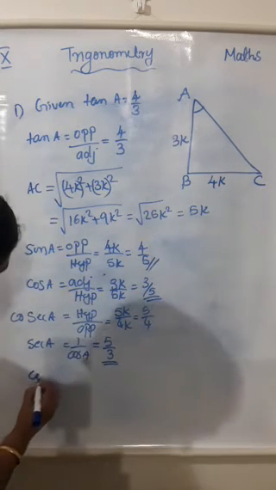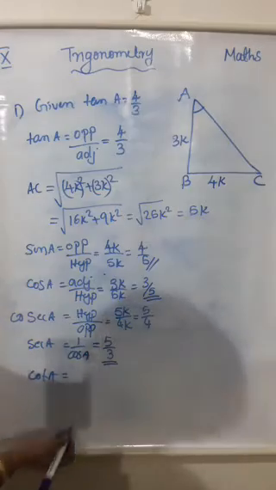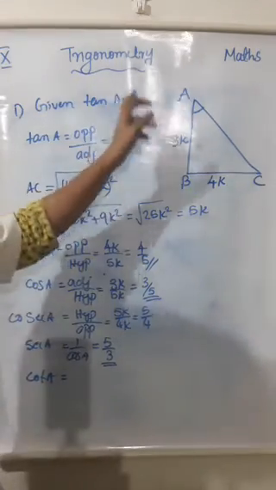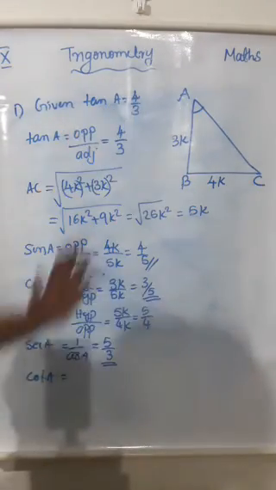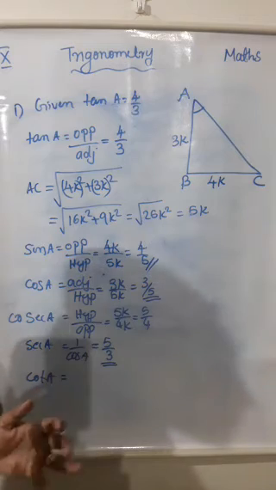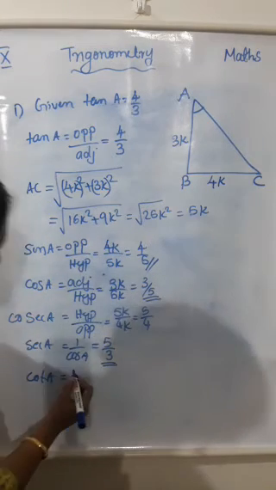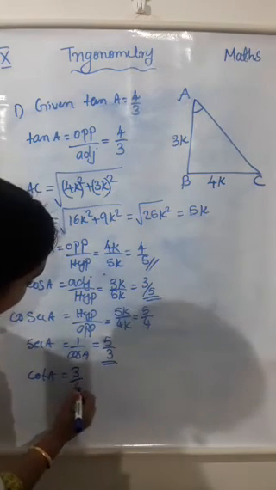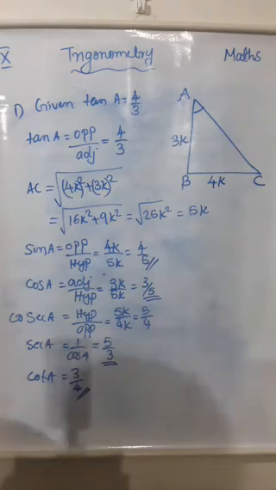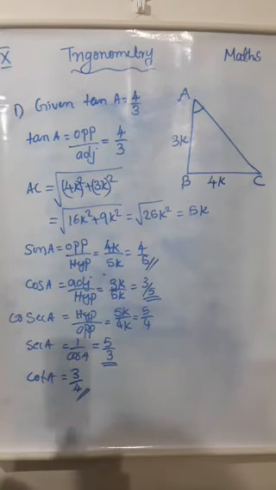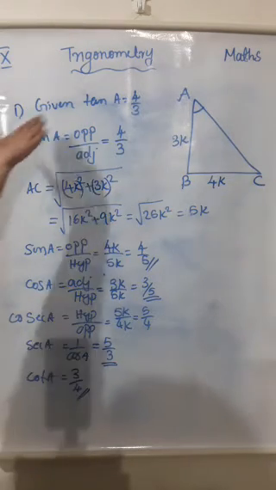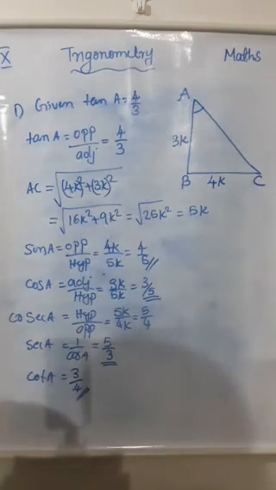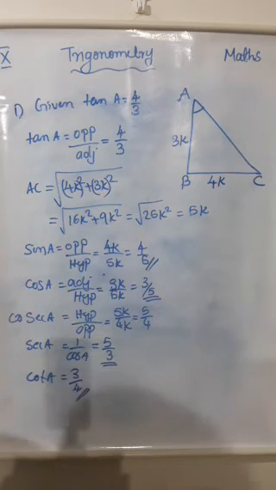Then cot A. cot A എന്ന് പറഞ്ഞാൽ നമുക്ക് already tan A എന്ന് പറയുന്നത് തന്നിട്ടുണ്ട്, 4 by 3 ആണ്. Given that tan A is equal to 4 by 3, cot A is the reciprocal of tan A. So you know cot A is equal to 3 by 4. Okay. So we got all the trigonometric ratios based on this tan A is equal to 4 by 3.